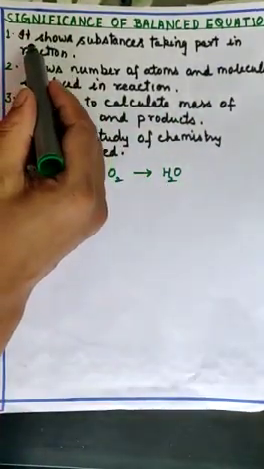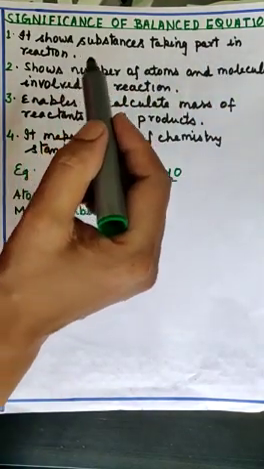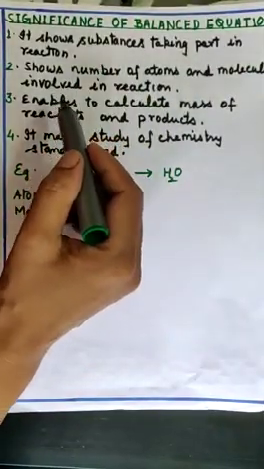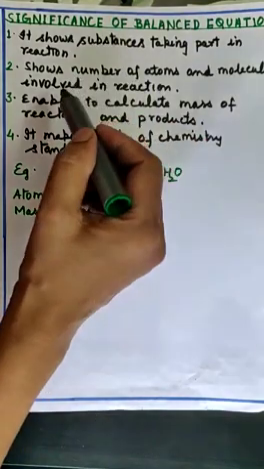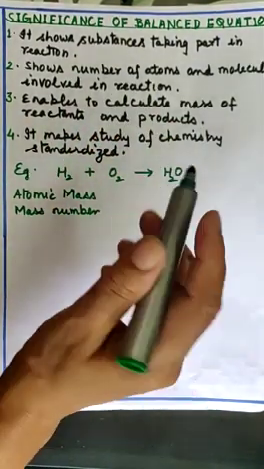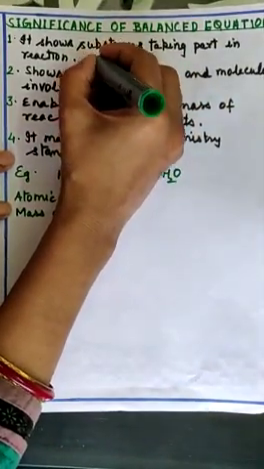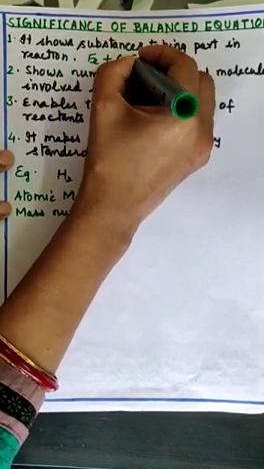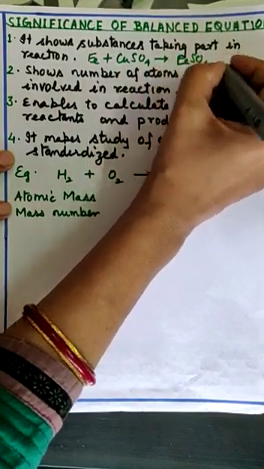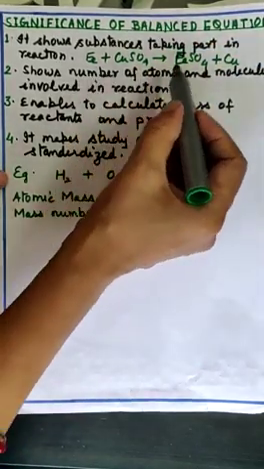Please see. First, it shows which substances are taking part in a chemical reaction and what products are obtained as a result of it. Second, it shows both the number of atoms and molecules involved in the reaction. Suppose it is this equation: Fe plus CuSO4 gives FeSO4 plus Cu. Now have a look at this equation.